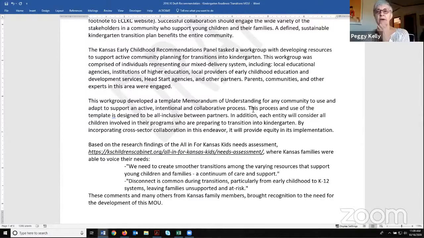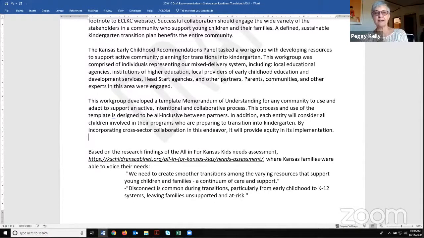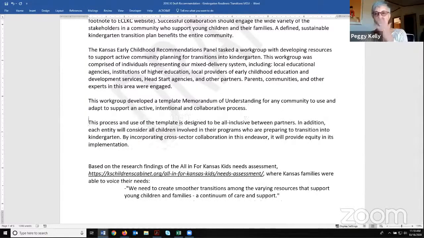Well, this is Peggy, I wonder if we're trying to say that it's recommended that a community planning process, including the... which, and just a minute here, it's recommended that an active, intentional, collaborative community planning process is used, period. The template is offered or provided as a resource to support a successful outcome and plan. I don't know.